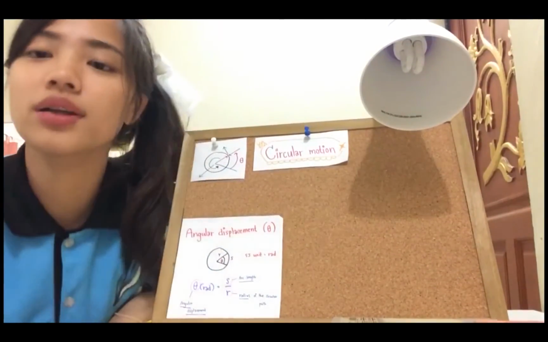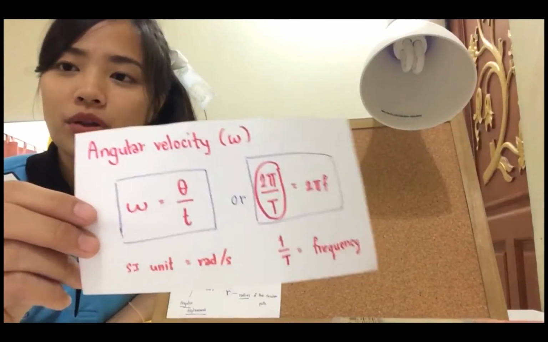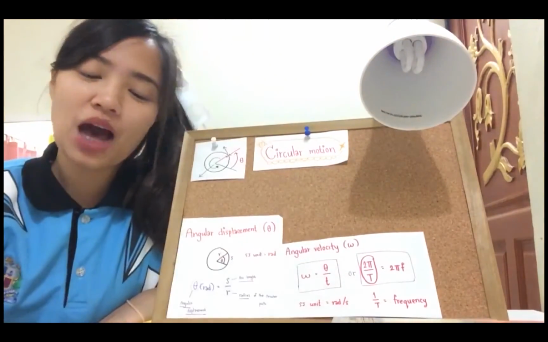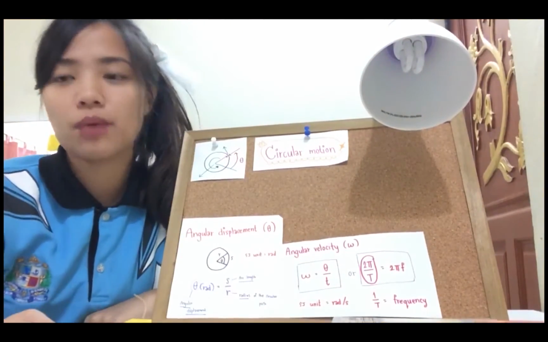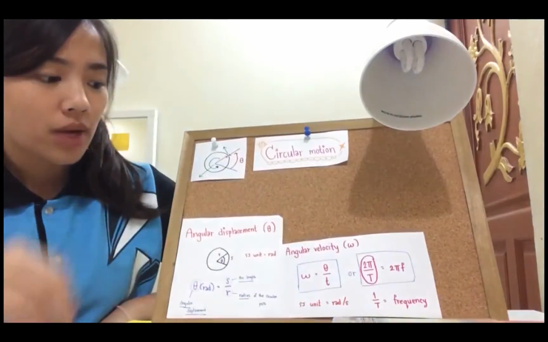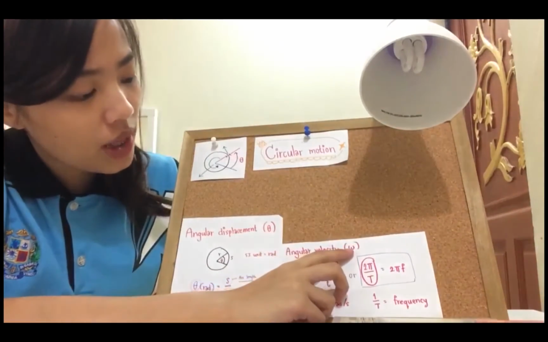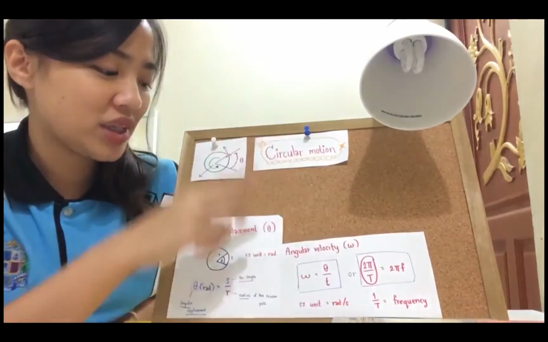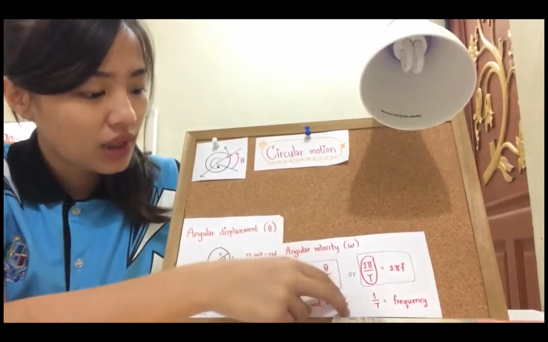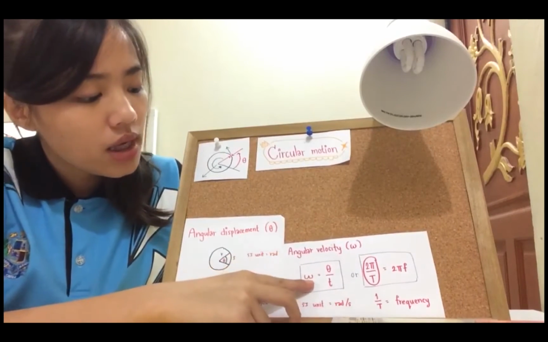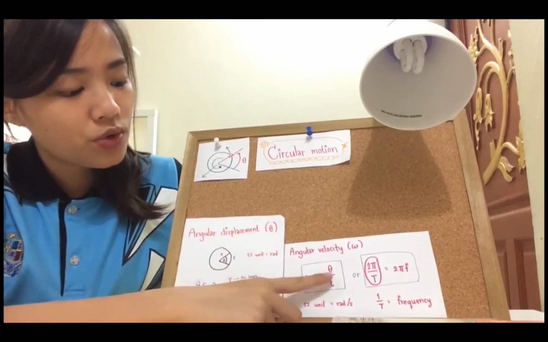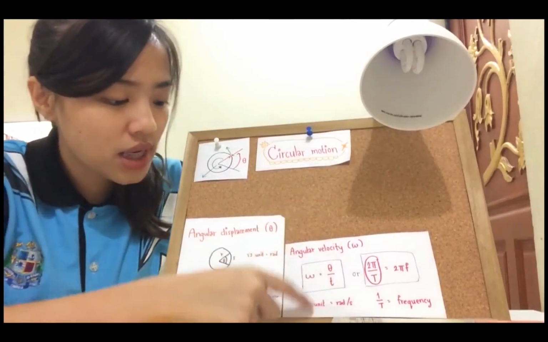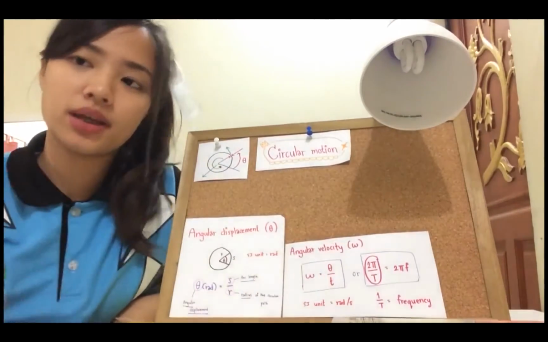The next one, the angular velocity. It describes how fast an object rotates about an axis. We use this one as the symbol. This one is called omega, and this one is theta. The formula is angular velocity equals angular displacement over time, and the SI unit is radian per second.